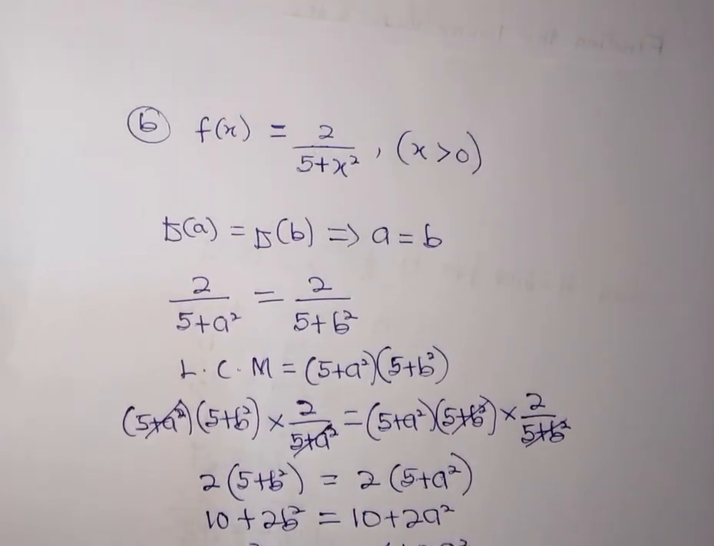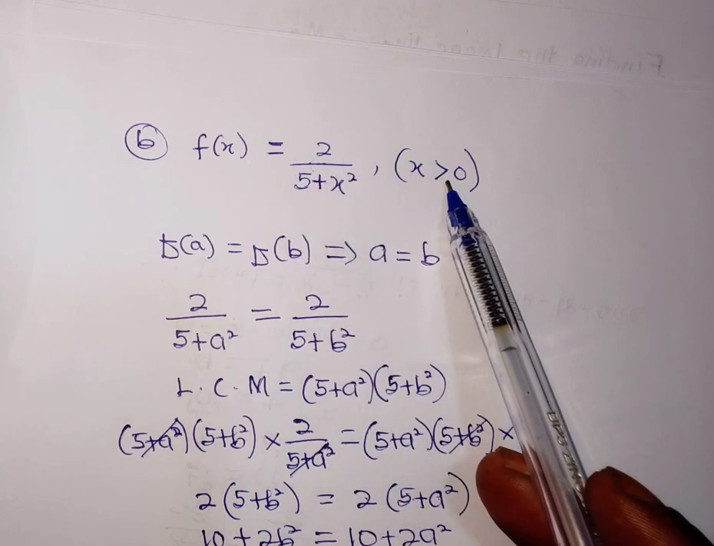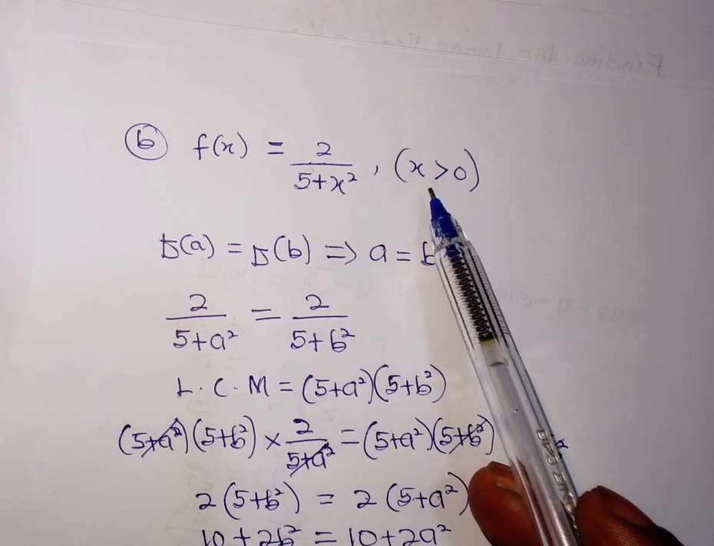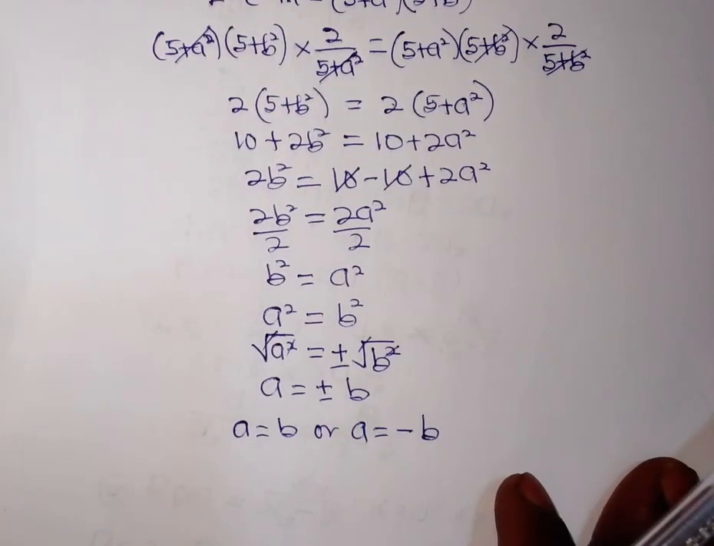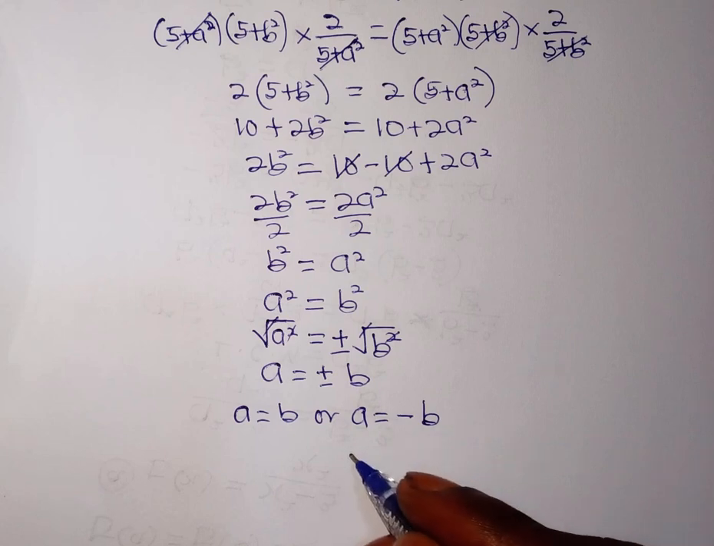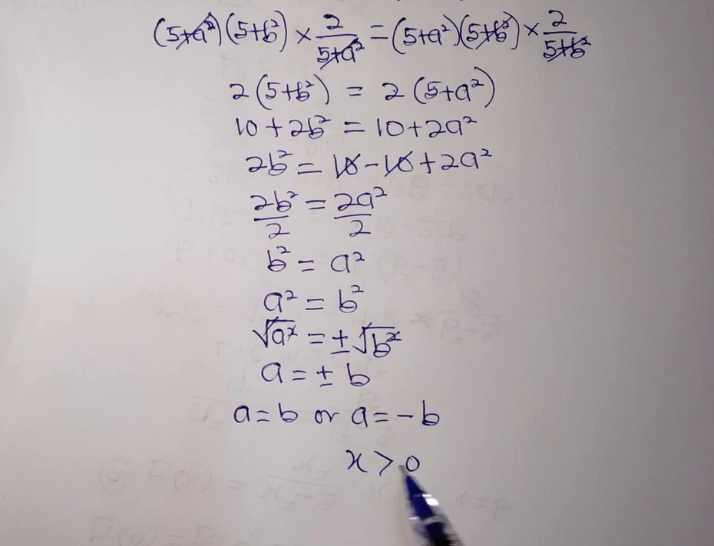In this example 2, the b part, you realize that there's a certain condition. This condition is given, and that condition changes the idea that once you have one of them being negative, then it is not 1 to 1. Okay, this is the condition given: x is greater than 0, and you know what it means. It means that we are looking at positive numbers. It means the answer we get must be positive numbers.